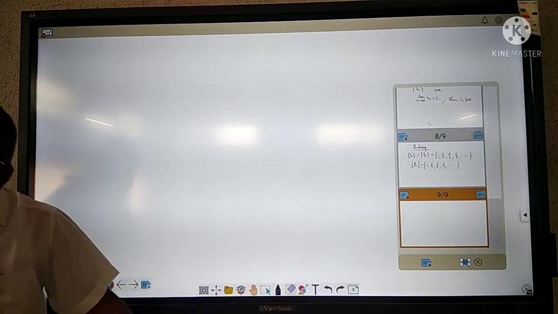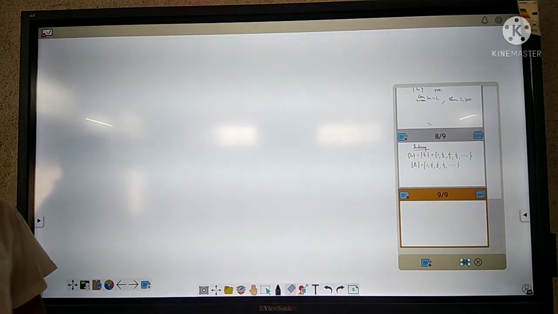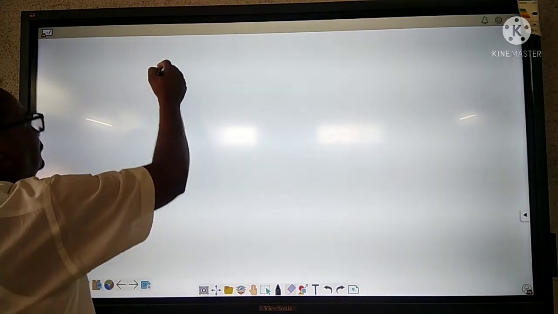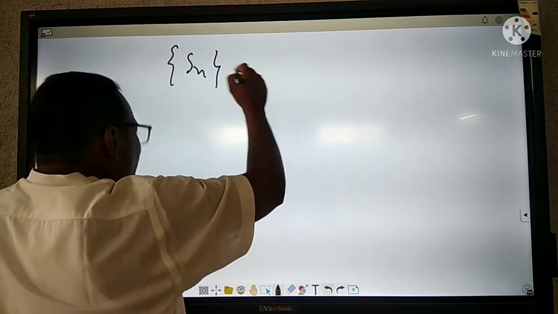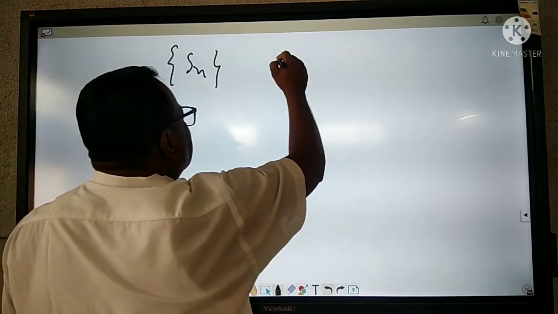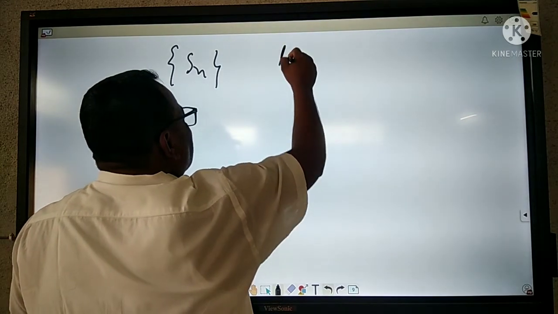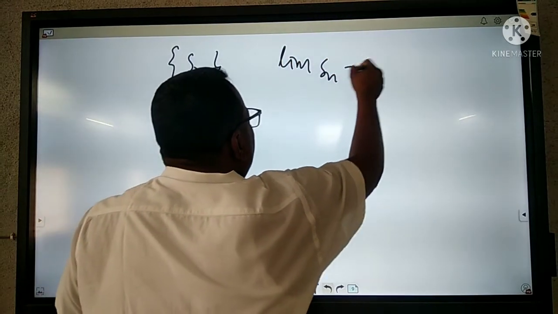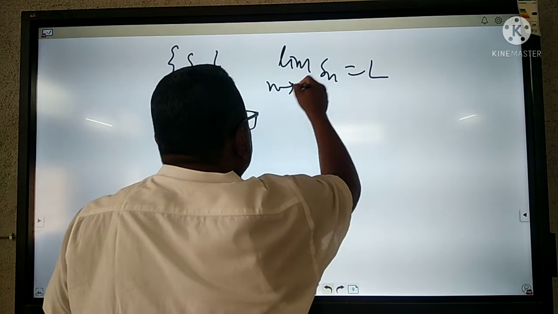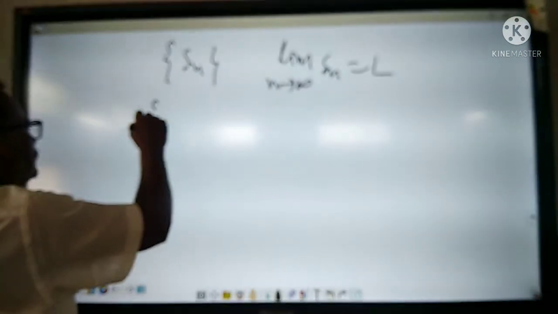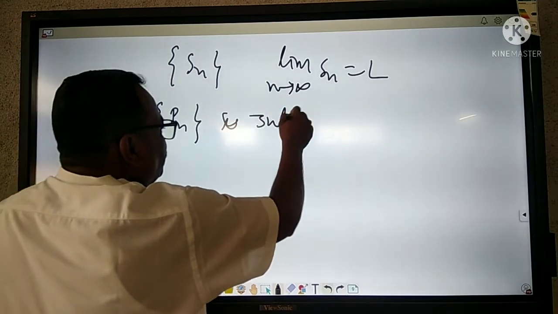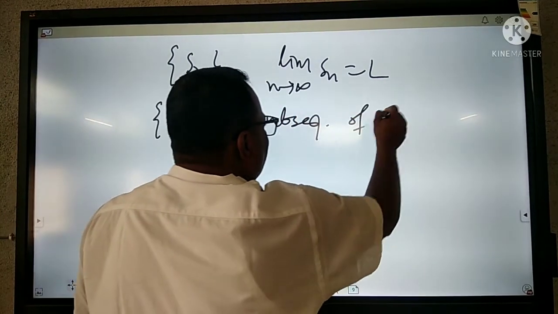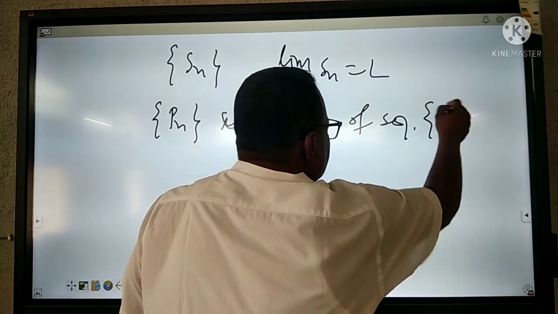There is one theorem on subsequence. That is, if Sn is a sequence and it is convergent, then limit of Sn is L as n tends to infinity. Suppose Pn is a subsequence of sequence Sn.